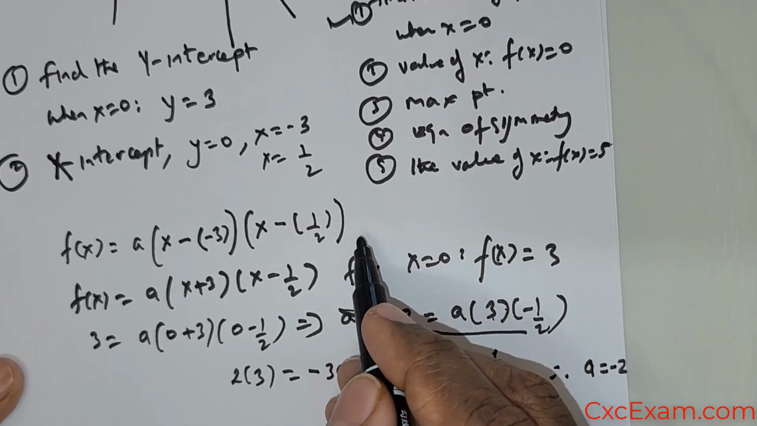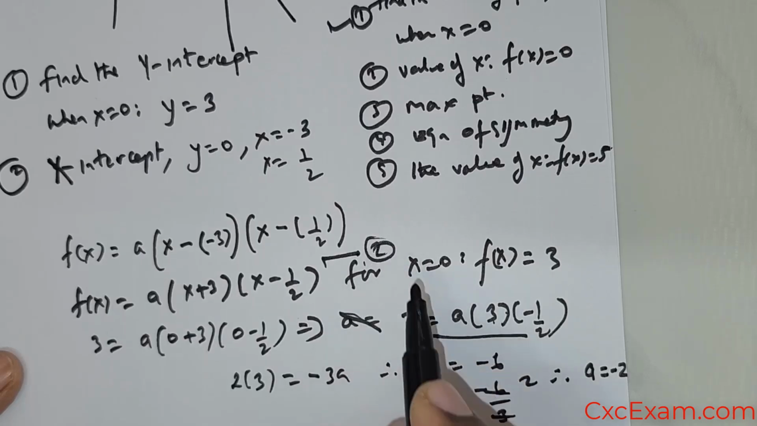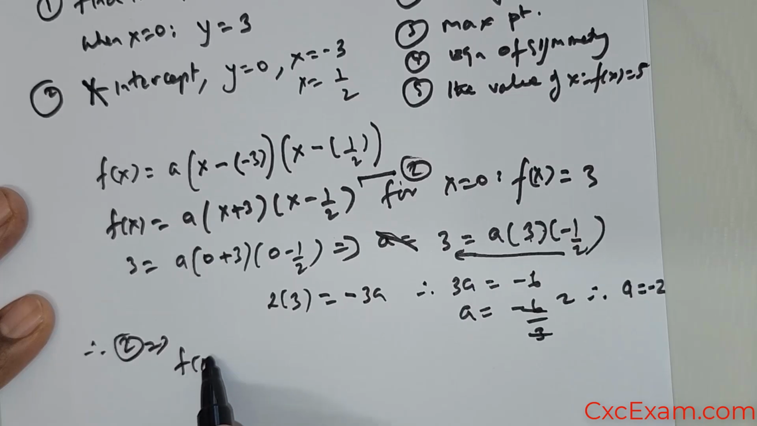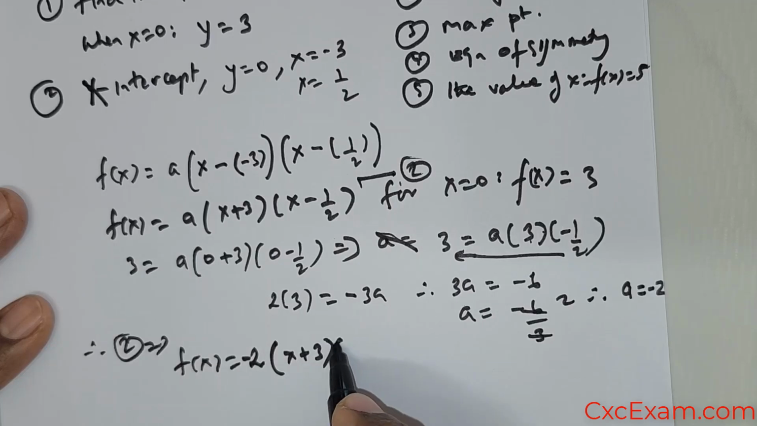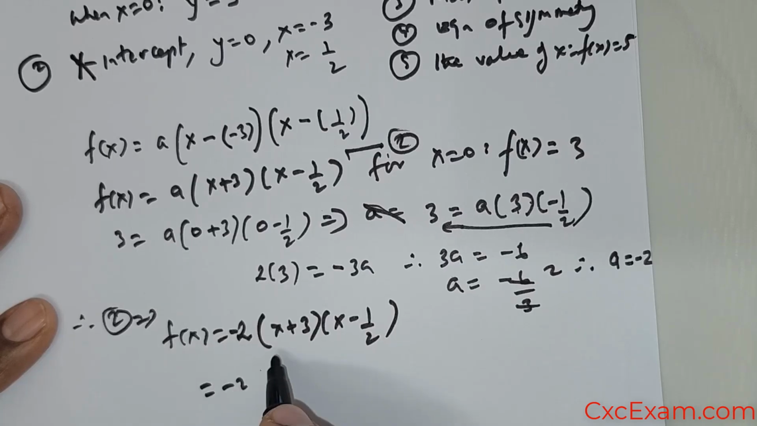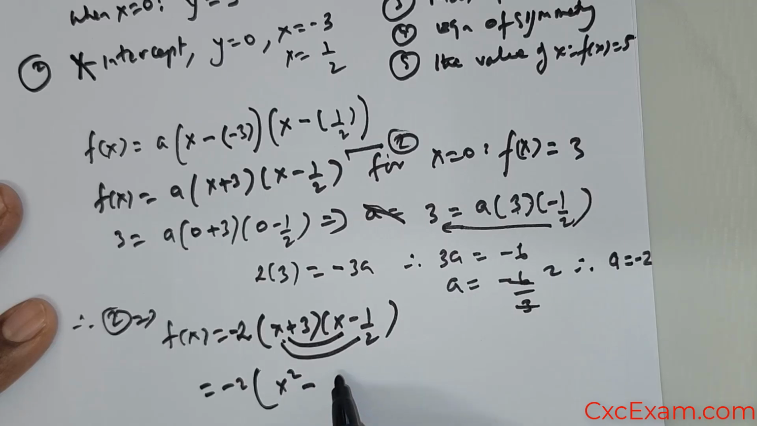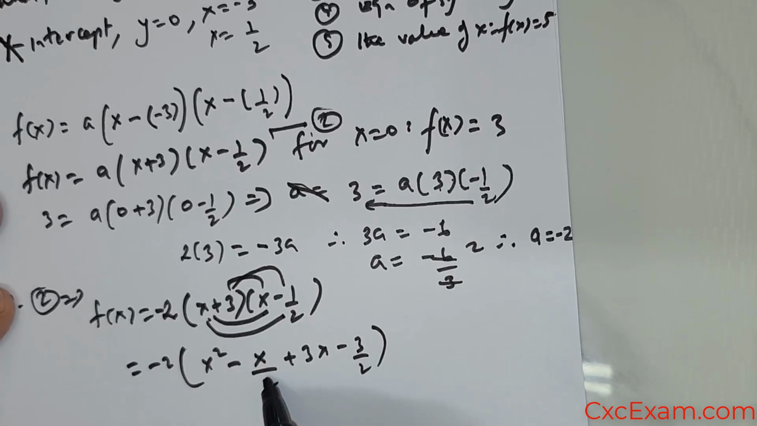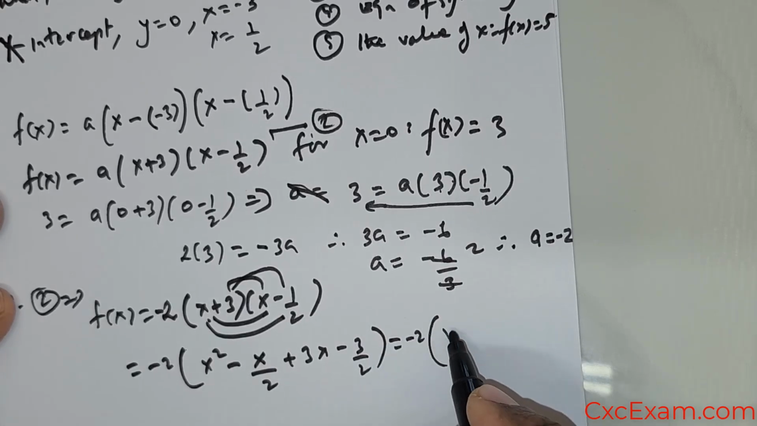So you got that. Now I have the equation of the graph. So f of x is equal to -2 times (x + 3) times (x - 1/2). Now you just distribute this. I start with x into x, that's x squared, x into negative 1 over 2, that's negative x over 2, 3 times x, and negative 3 over 2. Now I can club these two together. So negative 2 times x squared.